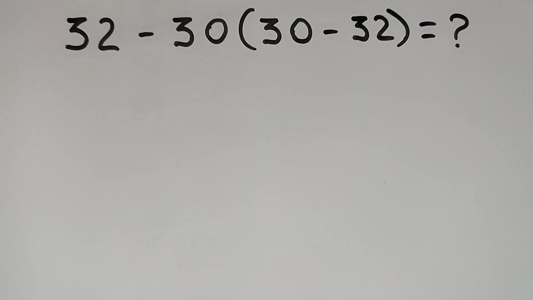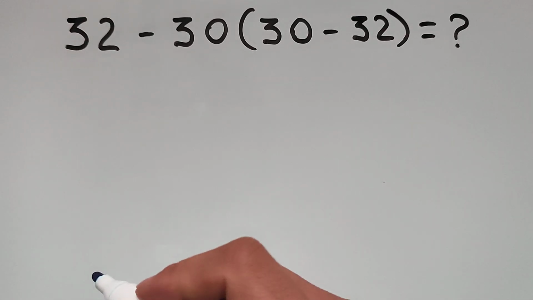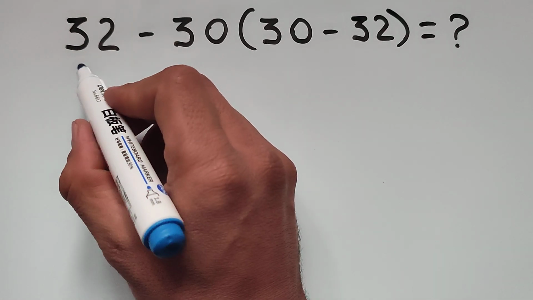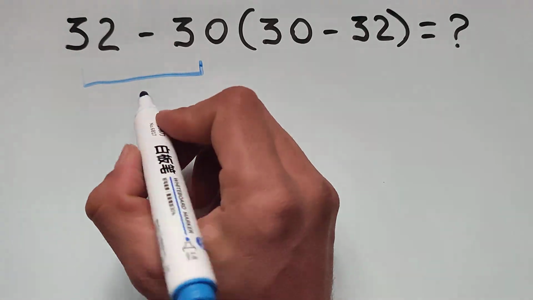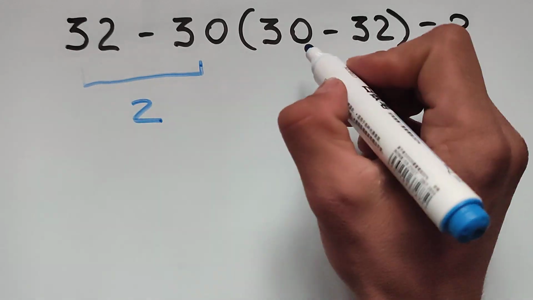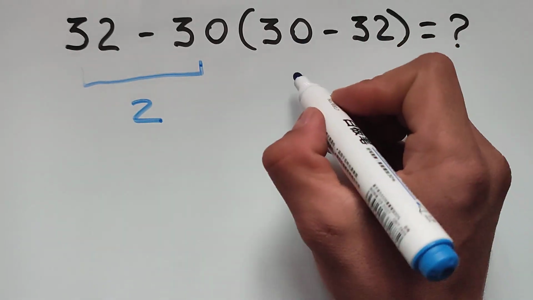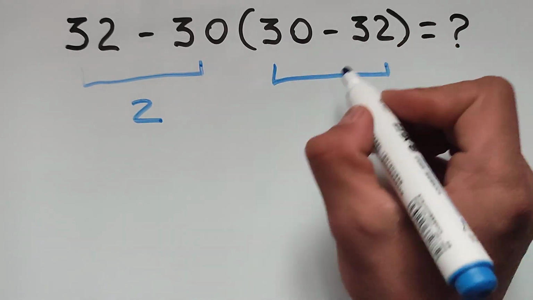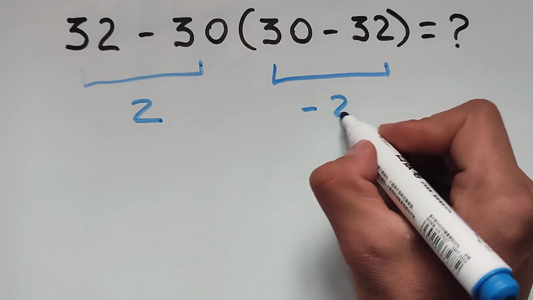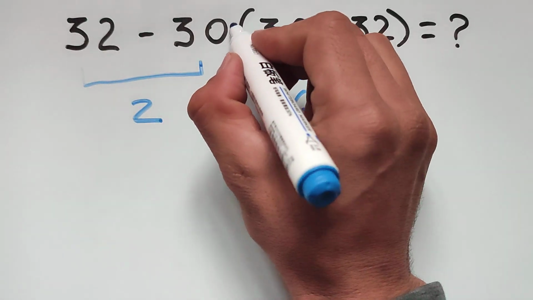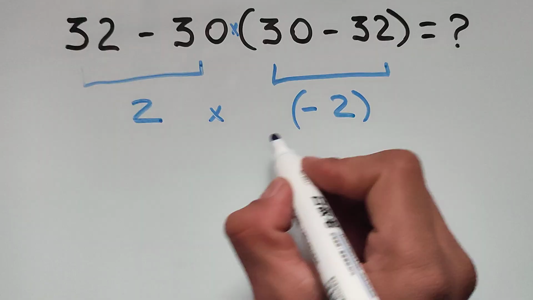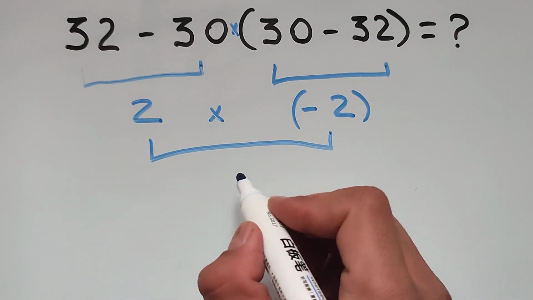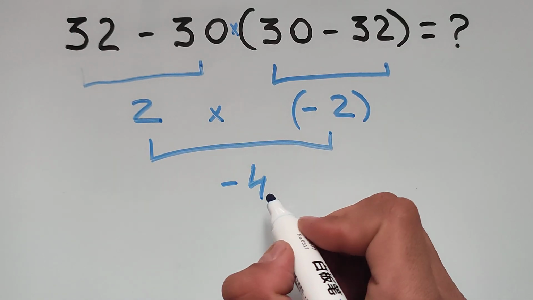Let's begin to solve this tricky math problem. Okay, 32 minus 30 equals 2, and 30 minus 32 here equals negative 2, and there is multiplication. Here 2 multiplied by negative 2 equals negative 4.